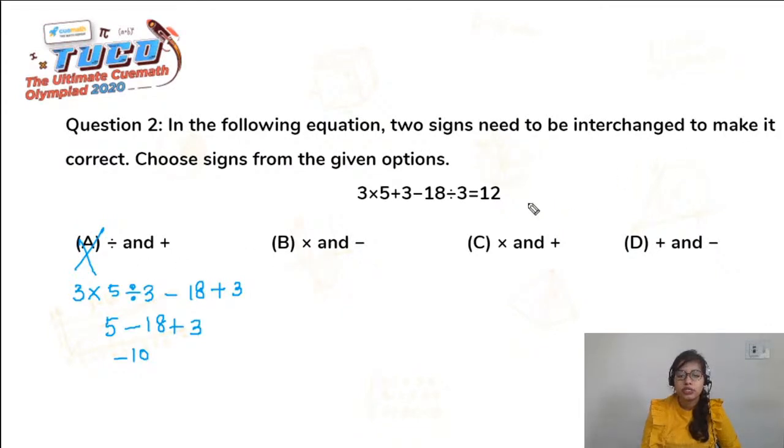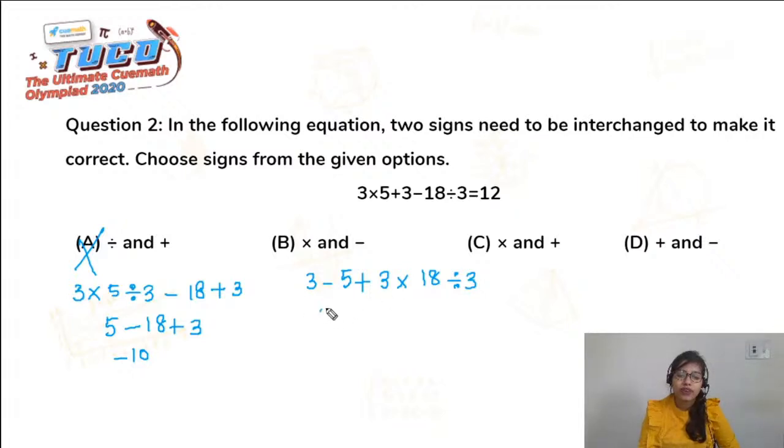Option A is done. Coming to the second one, option B, multiplication and subtraction. So 3, in place of multiplication, I'm going to put a subtraction. 3 minus 5 and plus remains as it is, 3. And then in place of subtraction, I'm going to put a multiplication, 18 divided by, so this remains as it is. Let's see if this gives us the result.